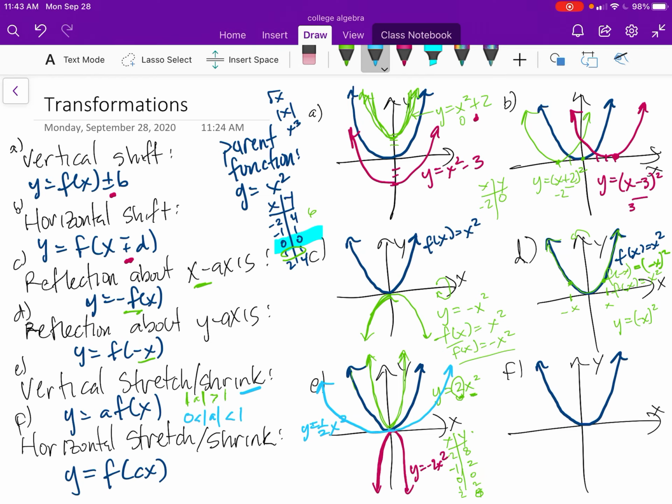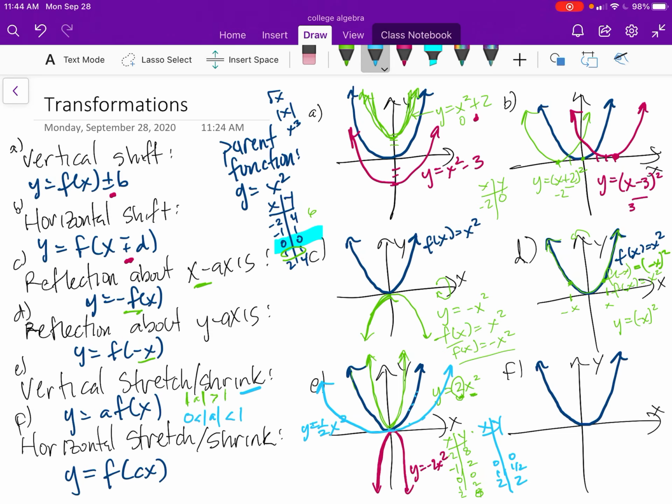Now, again, I could still set up a quick little t-chart to see. I'm not going to do all these values. Let's just do 0, 1, and 2. Substituting 0 would still get 0. 0 times 1/2 is 0. But substitute 1. 1 squared times 1/2 is 1/2. 2 squared is 4, multiplied by 1/2 is 2. So all of these points that were up here are now down here.